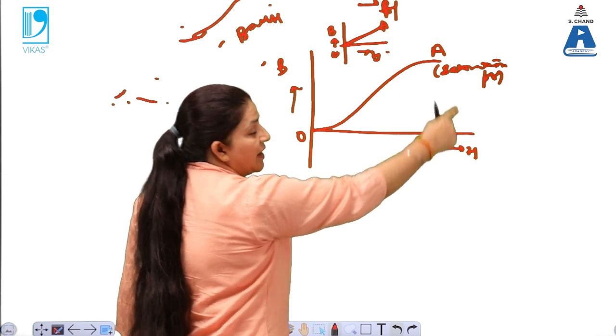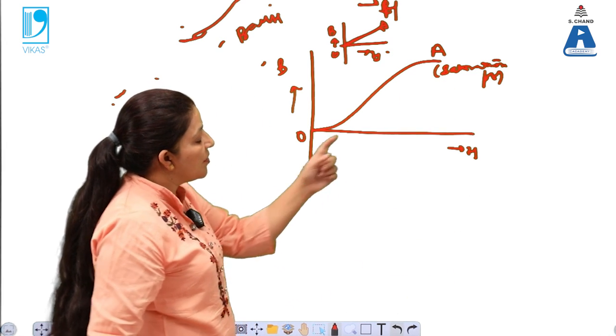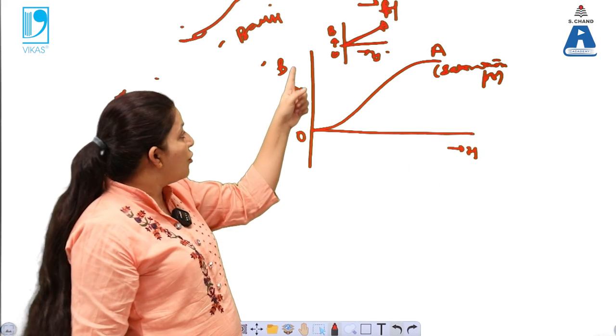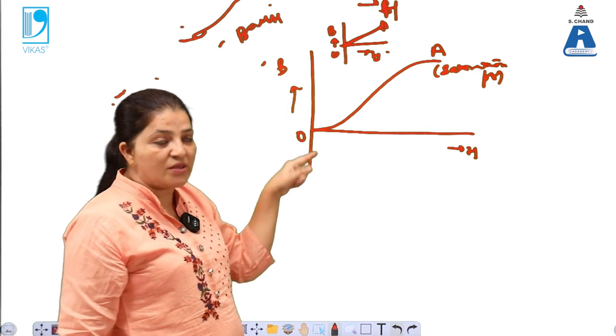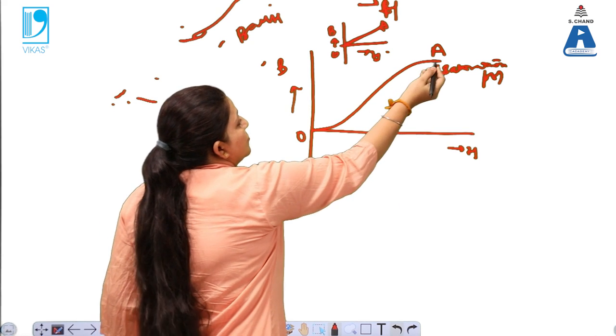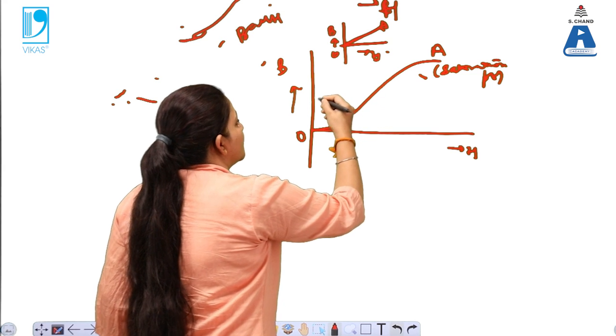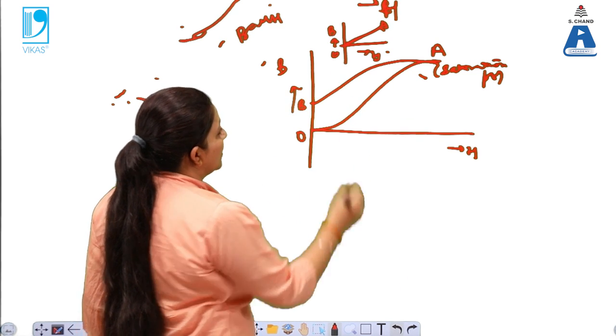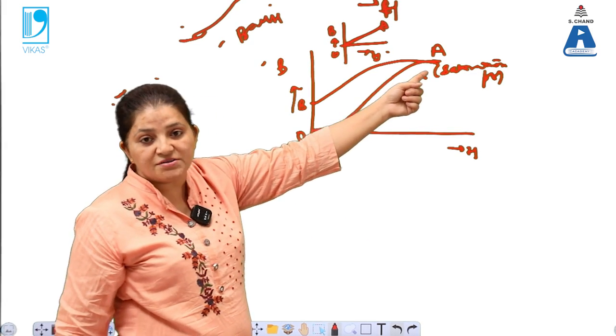What is A? Point A is the saturation point. But when you apply H in the negative direction, in order to make B 0 in the material, the AO path is not followed. The path followed is here, this one. This is AB. The path followed is AB.